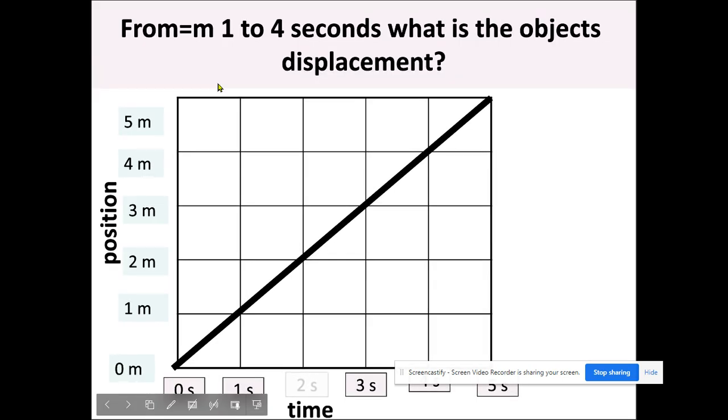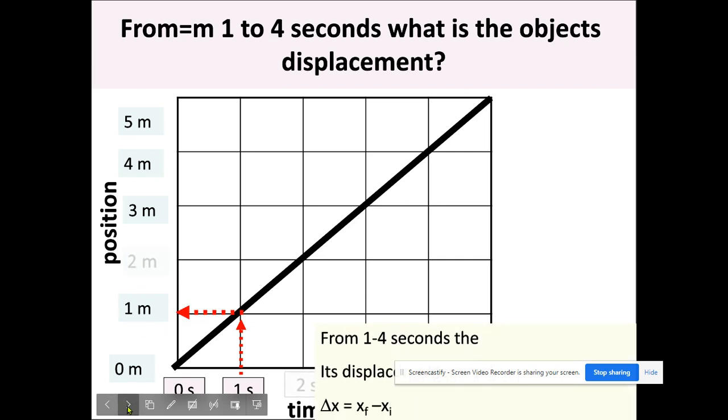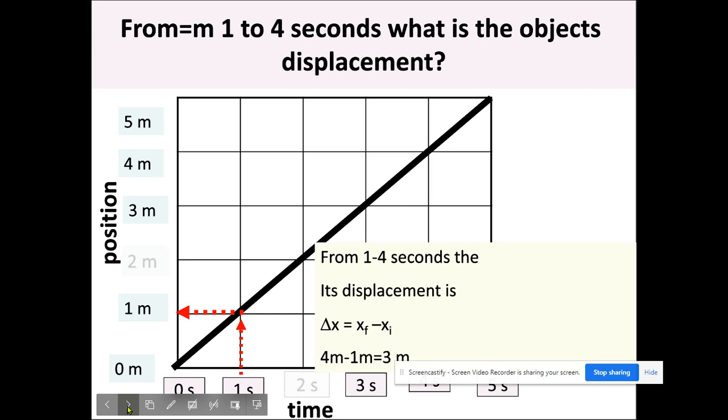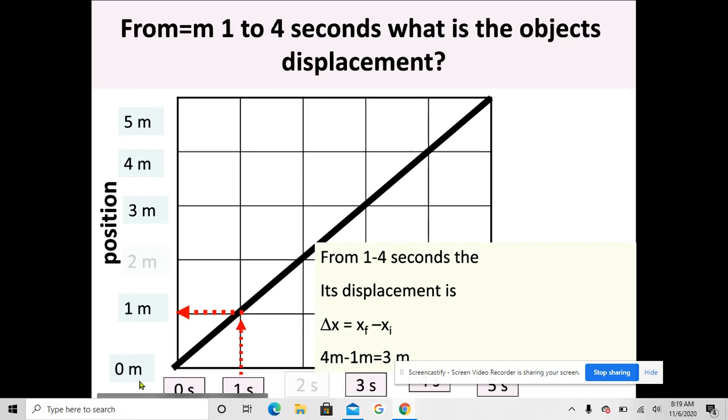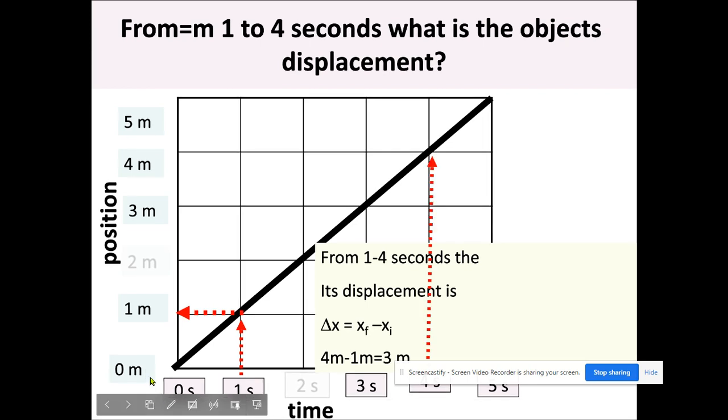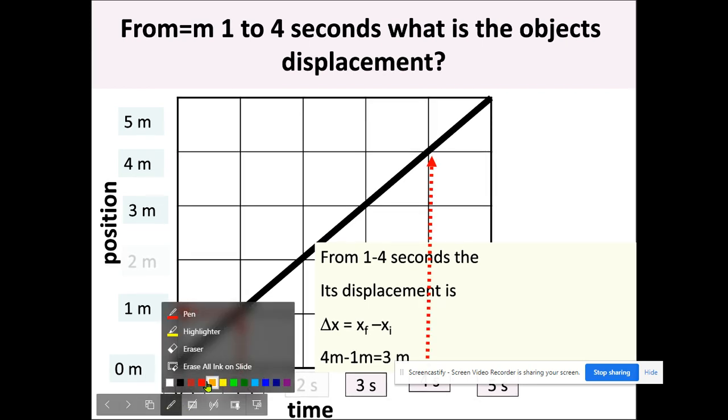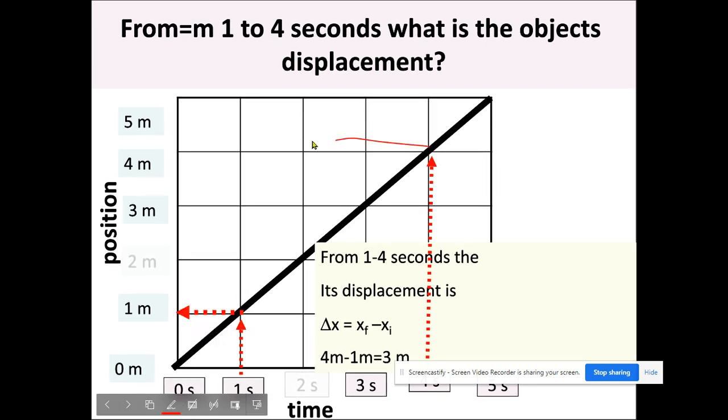So here's an example. From 1 to 4 seconds, what's the object's displacement? You have to look at 1 second and read over and see that it was at 1 meter. Then you go to 4 seconds and do the same thing. It's not shown here, so I'm just going to draw that on here. That you have 4 seconds. There it is, and you'll see that's at 4 meters. So we're looking at 4 meters and 1 meter.